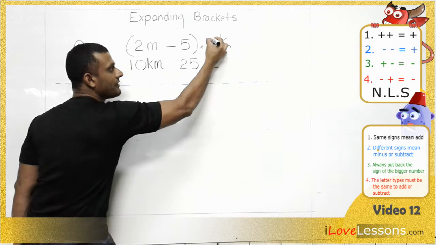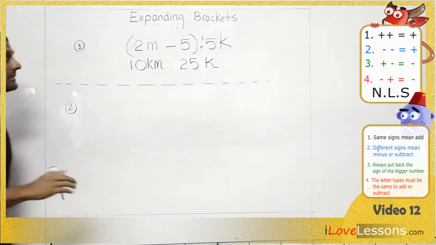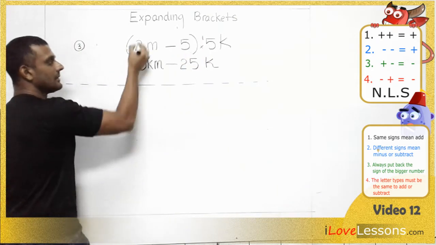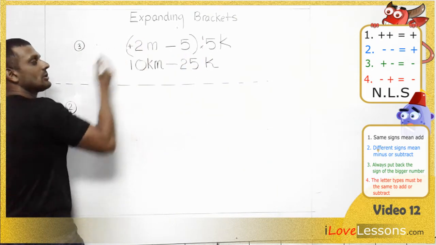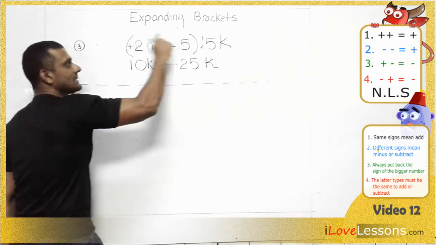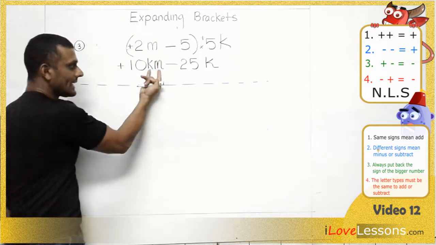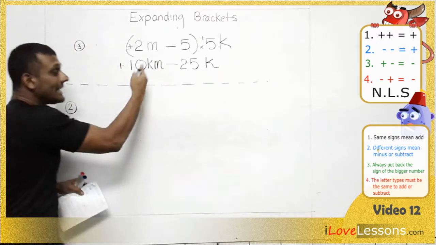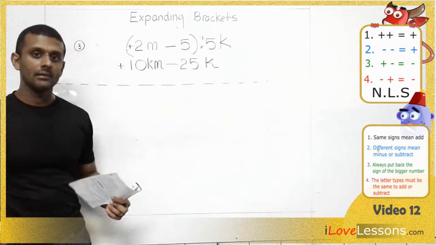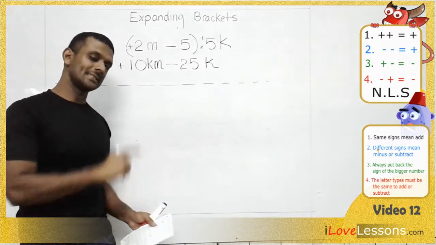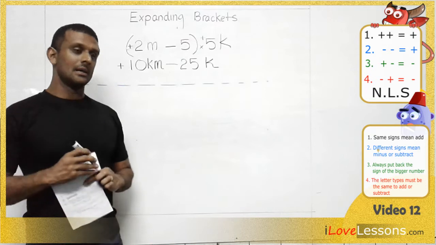Now this 5, if you look to the left, you don't see any sign, so it's automatically positive. A positive and a negative is a negative. And this 2 is also a secret positive. A positive by a positive is still a positive. Notice the letter types are different. One has K and M and one just has what? K. It's impossible to squish them together to get one answer. So that's the end of that question.